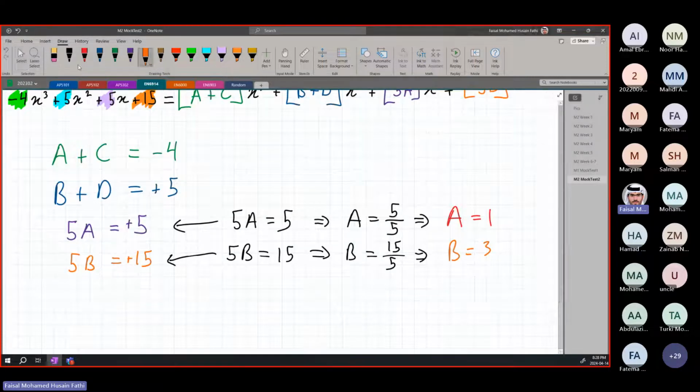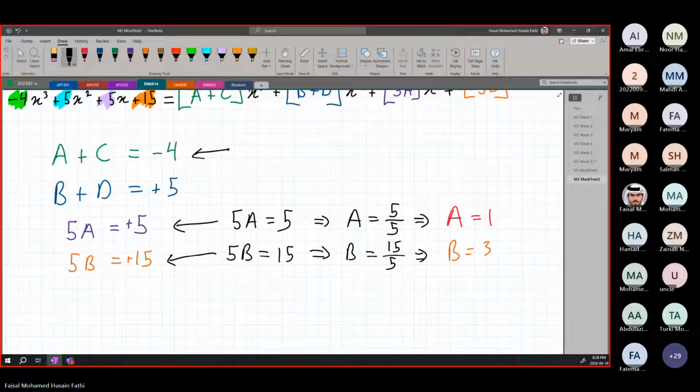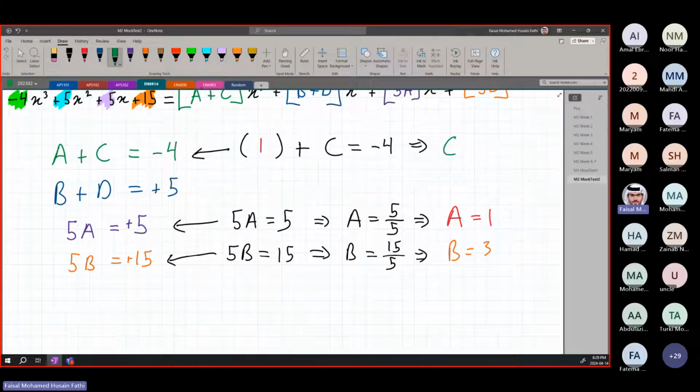Now we can look at these equations again, the top two equations. If you notice here, this one has a and c in it. So we already found the value for a. So we can rewrite this as 1, which is the value for a. We're just substituting for a, plus c is equal to minus 4. So once you solve for c, our c was green, c is equal to, we're just going to take the 1 to the other side, becomes minus 4 minus 1, which is minus 5.